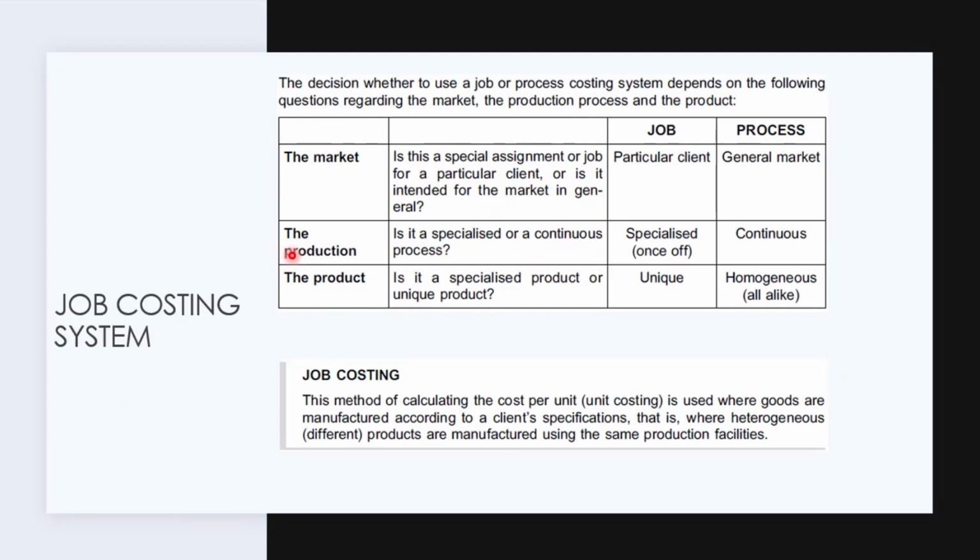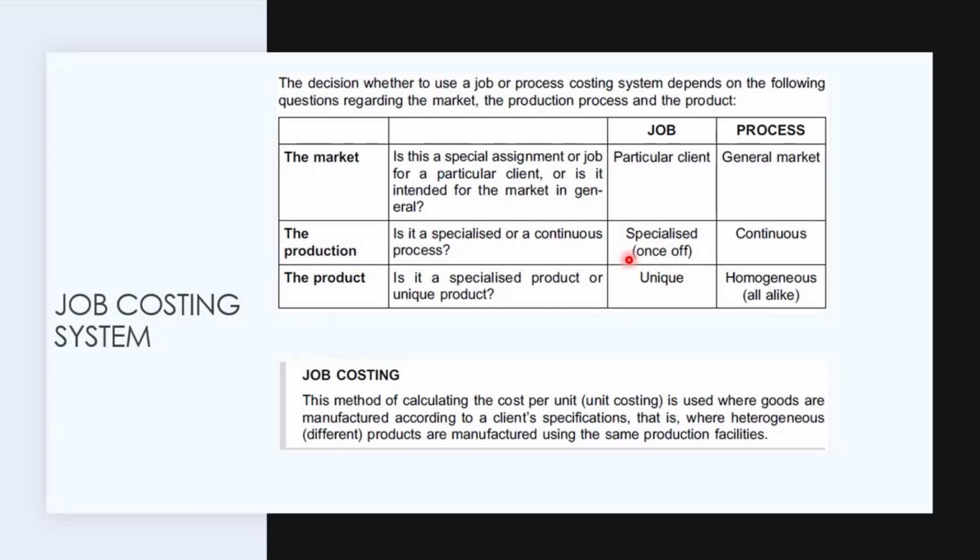Then you have to think about the production, number 2. So we've considered the market. Now we need to consider the production. So when it comes to the production, you have to ask yourself, is this a specialized process or is it a continuous process? Okay. So if it's specialized, it's normally a once-off order.